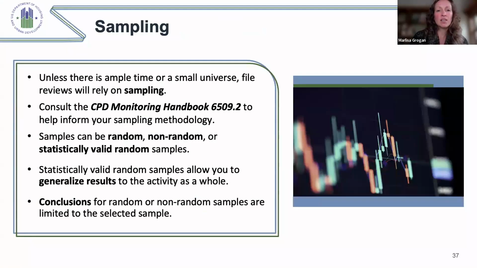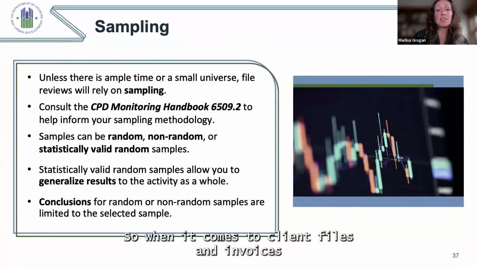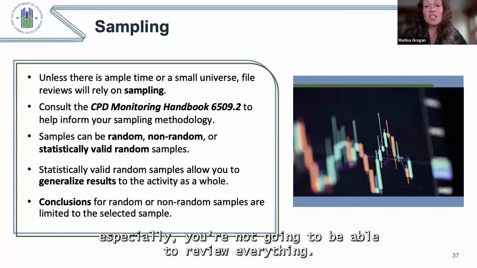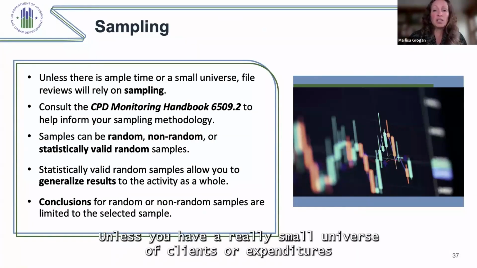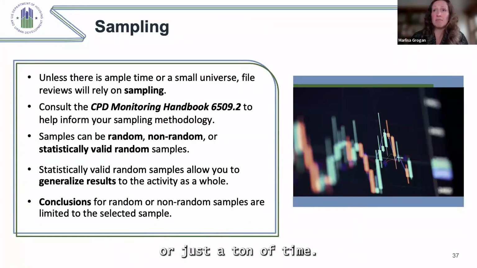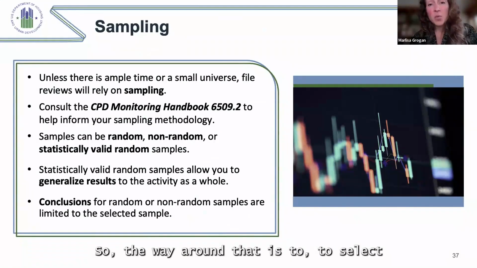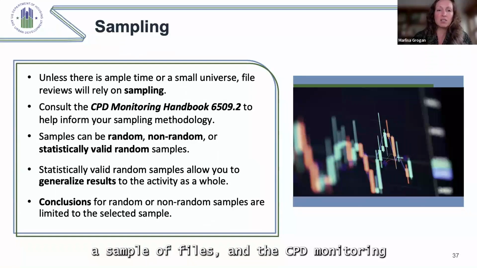Slide, sampling. A bullet point list. So when it comes to client files and invoices especially, you're not going to be able to review everything unless you have a really small universe of clients or expenditures, or just a ton of time. So the way around that is to select a sample of files.